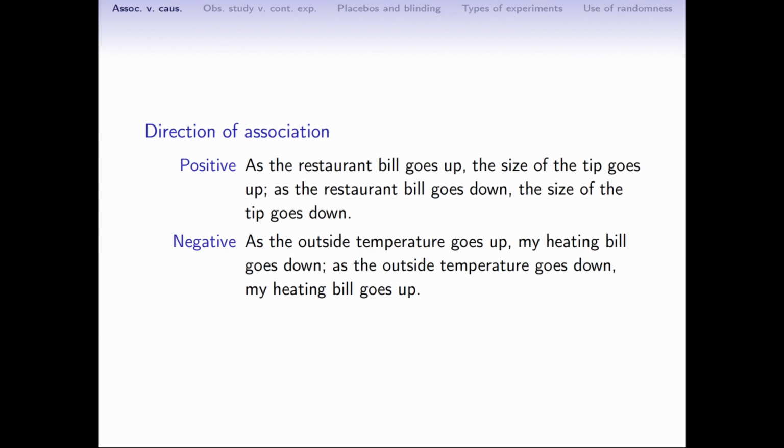Okay. There's also a notion of a negative direction. So for example, as the outside temperature goes up, my heating bill goes down. And as the outside temperature goes down, my heating bill goes up. Here we can see the negative association. As one of the variables is going up, the other one is going down, and vice versa. So association just means that these variables are connected to each other. That connection could be positive or negative.